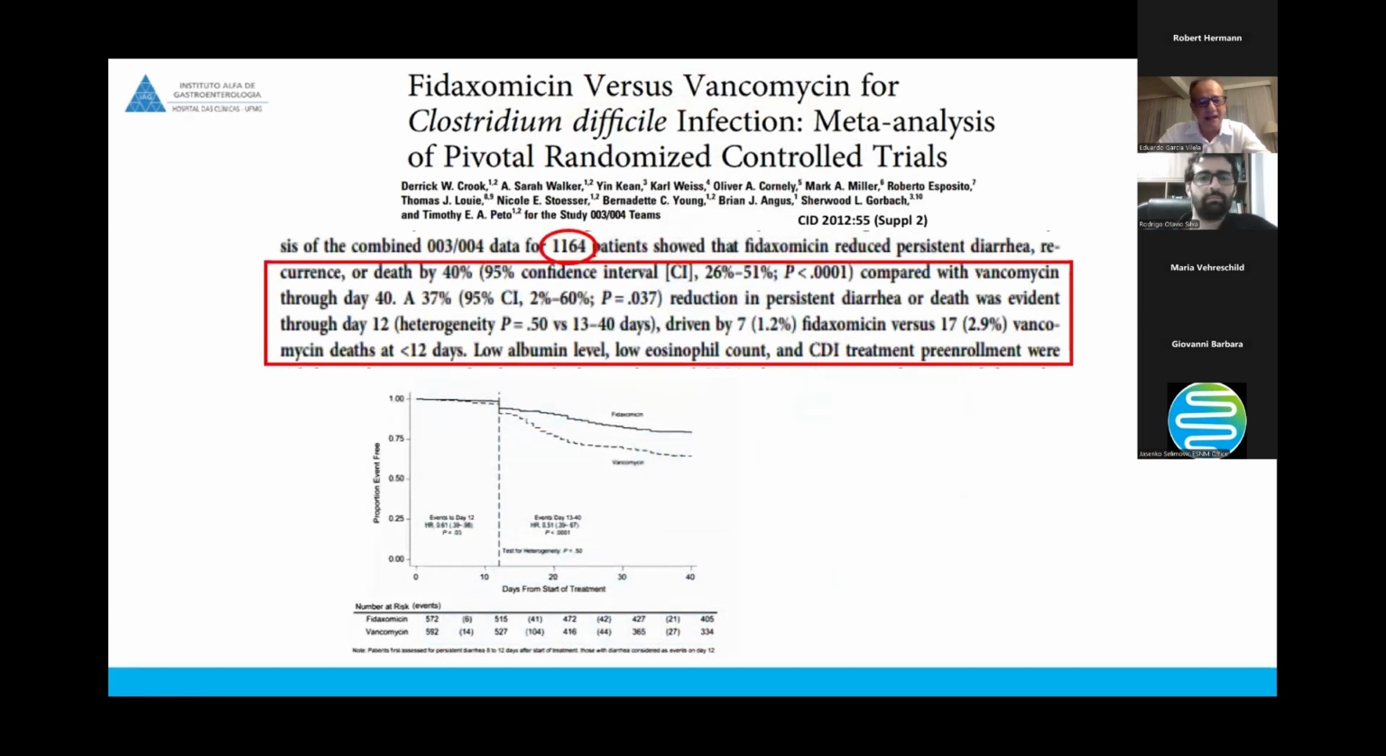In this meta-analysis, it was proven too that fidaxomicin promotes 40% less recurrence or death when compared to vancomycin. So for the initial CDI it is the first choice of treatment. And if you don't have fidaxomicin, as I said, you have to prescribe metronidazole.